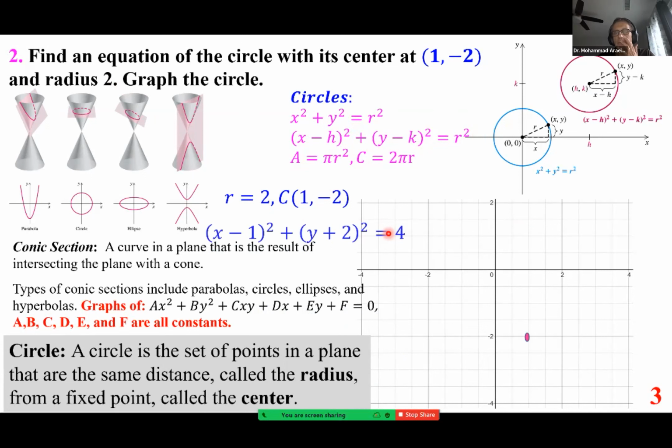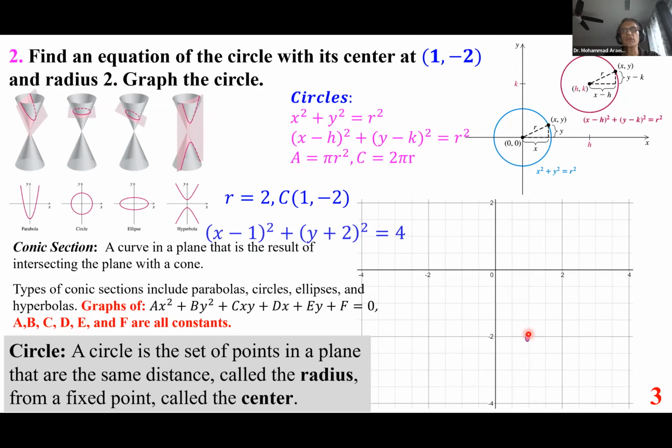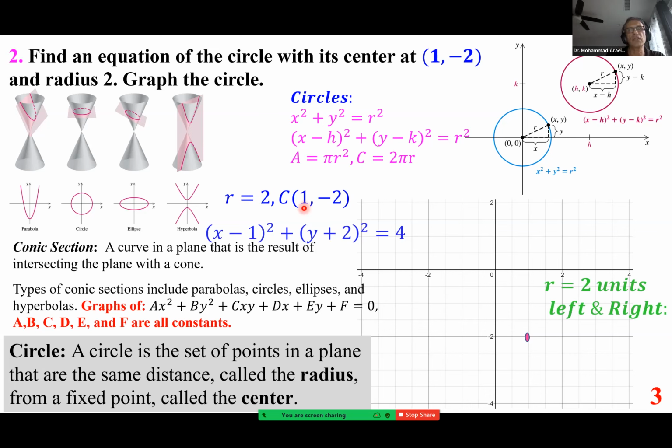So here's the center located at 1, -2. Now we are going to go 2 units to the right and left, 2 units up and down. In other words, r units, whatever r is, and we get those 4 points. If we go 2 units left and right, the x coordinate of the center is 1. You add the r, making it 3, and subtract it, making it 1 minus 2 equals -1. Those are the 2 pairs.